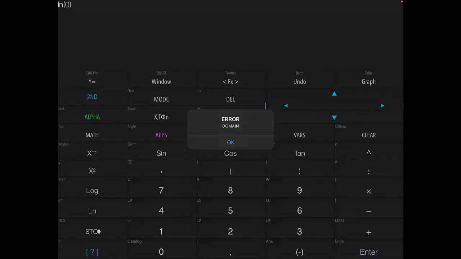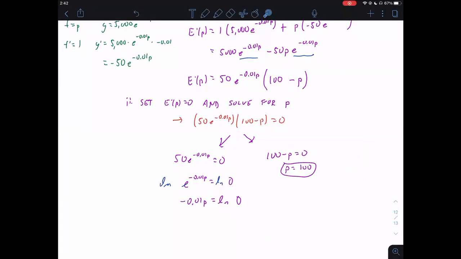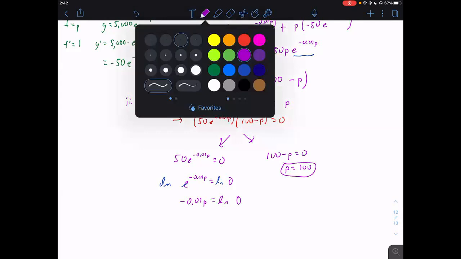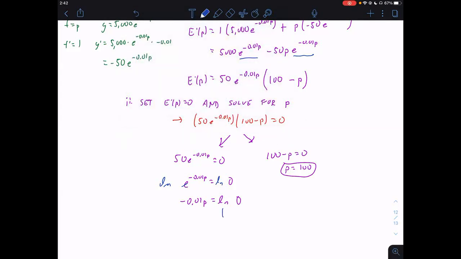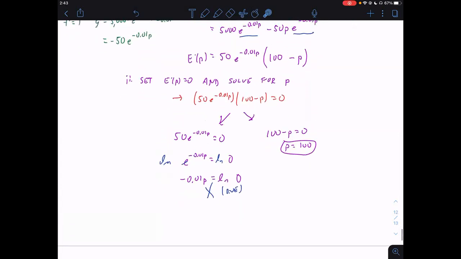Remember, for the properties of the natural log function, the inside has to be positive. It has to be greater than 0. So in this case, this second part does not exist. There's no value of p that will make this equation 0. So we have none in this case. Our only critical number is this value of 100 from 100 minus p. So that's our only critical number.